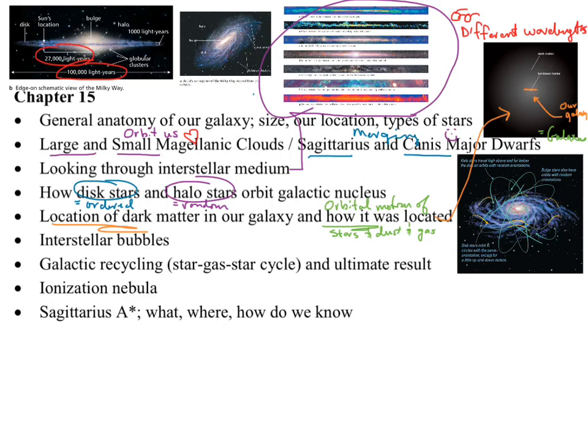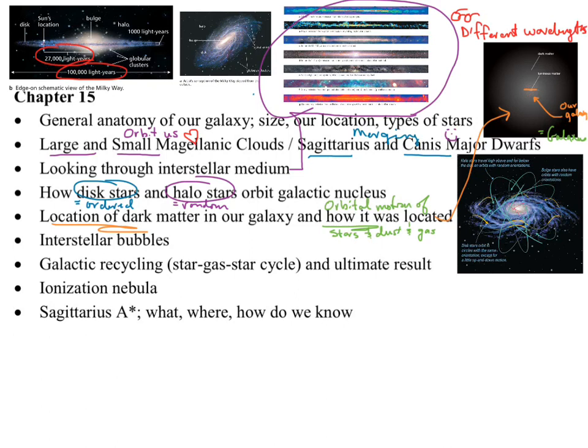And then how did we determine the dark matter? I know this is chapter 15, but we revisited it in chapter 18. It's by how fast the stars and dust were orbiting our galactic nucleus. It didn't slow down like our solar system.